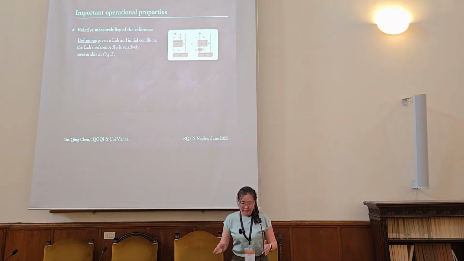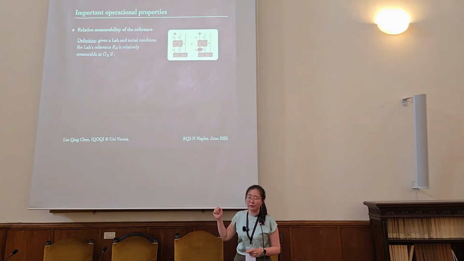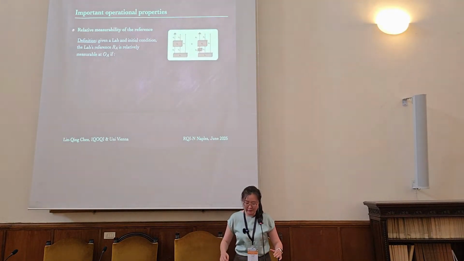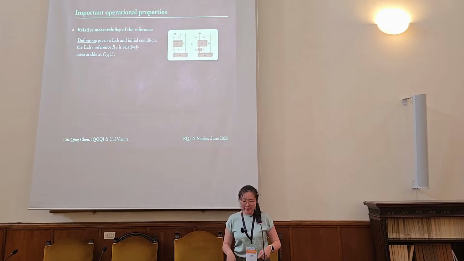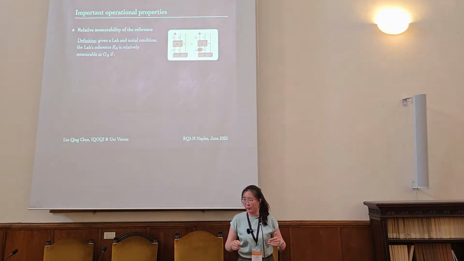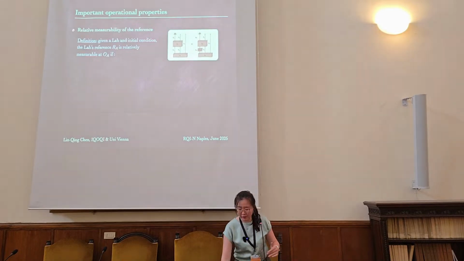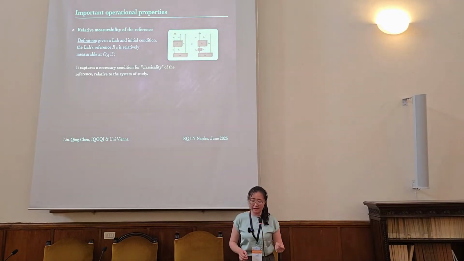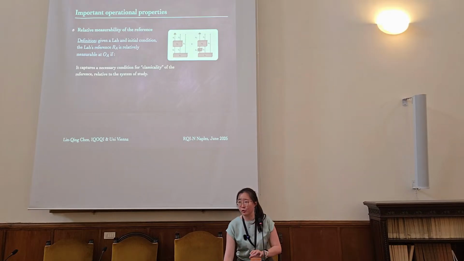And so the definition of the relative measurability of the reference is that, given the lab and the initial condition, I can measure the reference and perform the operation on the target. The result on the target is the same as if I just perform the operation. The measurement does not disturb the outcome of the target. So intuitively, this captures a necessary condition for the classicality of the reference relative to the system of study.